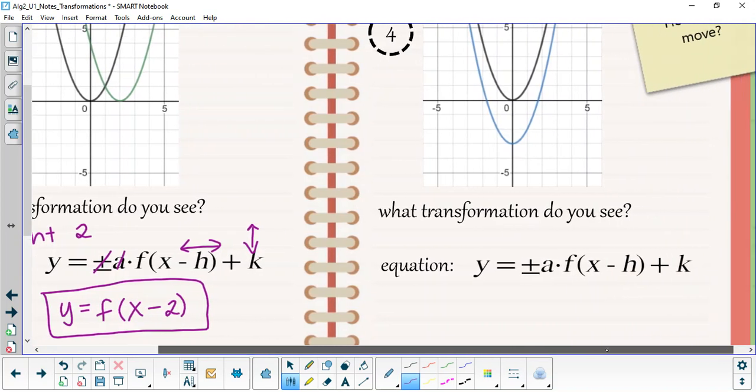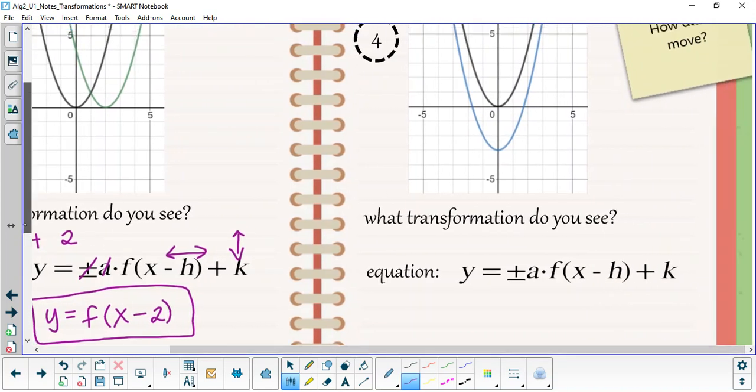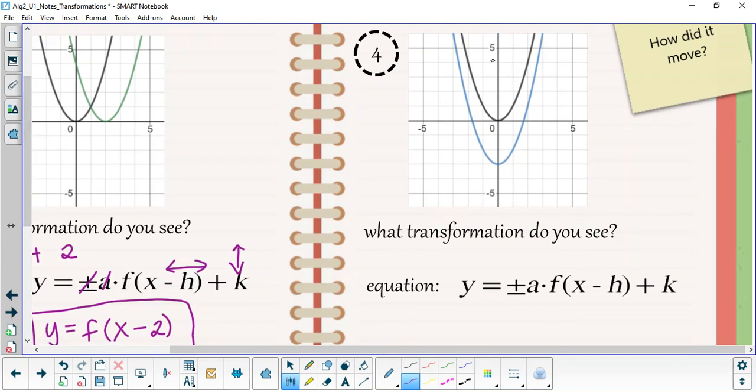Okay, let's look at number 4. So my black graph is where I started, that's my parent graph, and my blue graph is my new one. So what transformation did we see? My blue graph went down 3 units. 1, 2, 3. So I have my parent graph, y equals f of x.